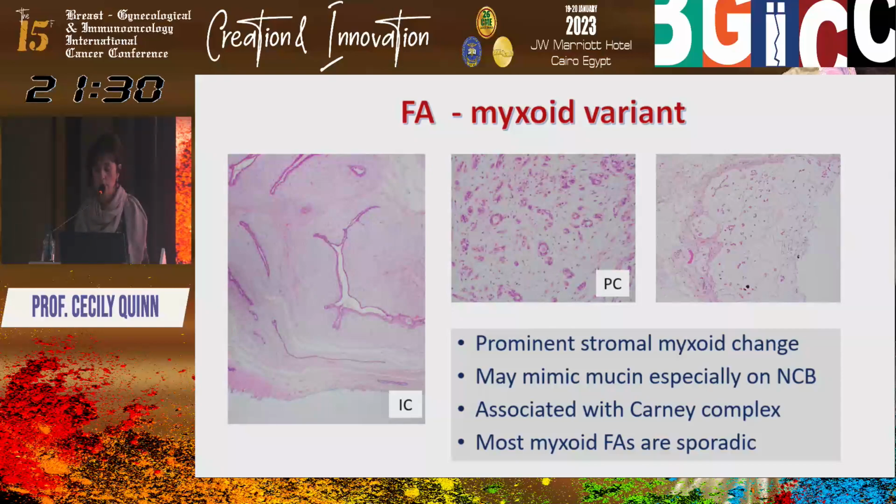When I first became a consultant in Leeds back in the 90s, every time I saw one of these myxoid fibroadenomas, I used to suggest the possibility of Carney complex. So after a while, the surgeons said that they were tired of referring these patients for cardiac workup, and would I stop putting that comment on my report? So I did, and I don't do that anymore, but I do report myxoid fibroadenoma when I see it.